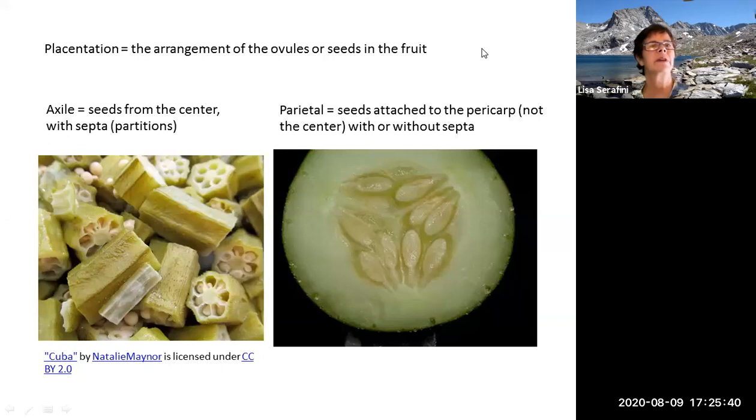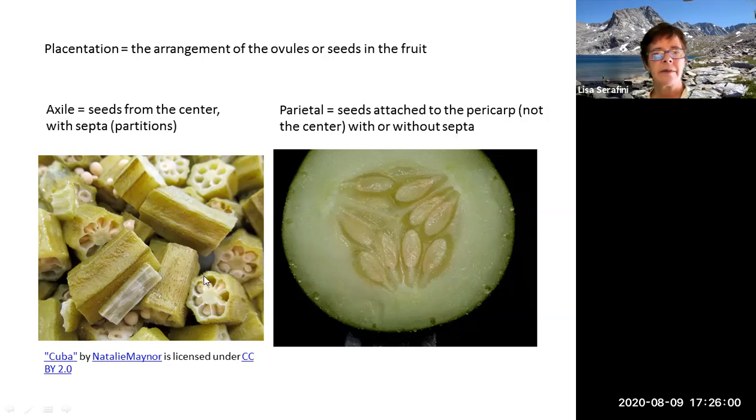Now I want to talk briefly about the arrangement of the seeds or ovules in the fruit. This is called placentation because they're attached by the placenta. There are two main types of placentation here. There are other types, but in axile, this is okra over here.